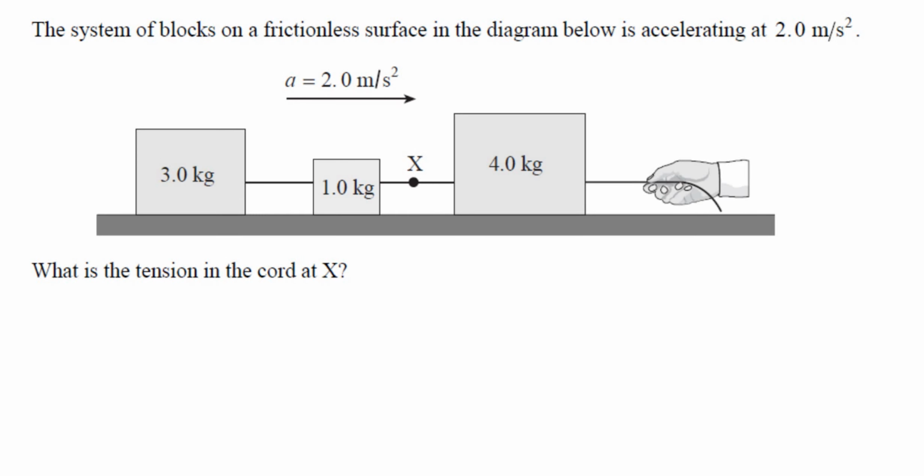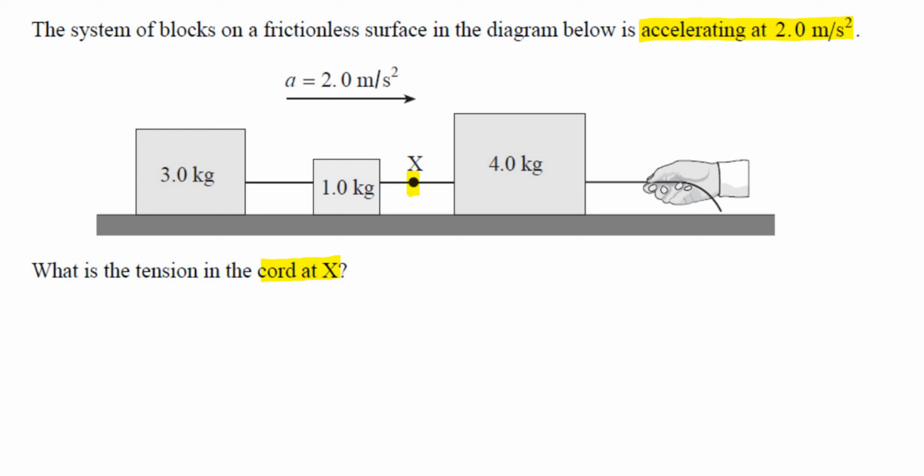Okay, so in this next problem, we have a system of 3 blocks on a frictionless surface, and the system is accelerating at 2.0 meters per second squared. And we want to find the tension in the cord at X.